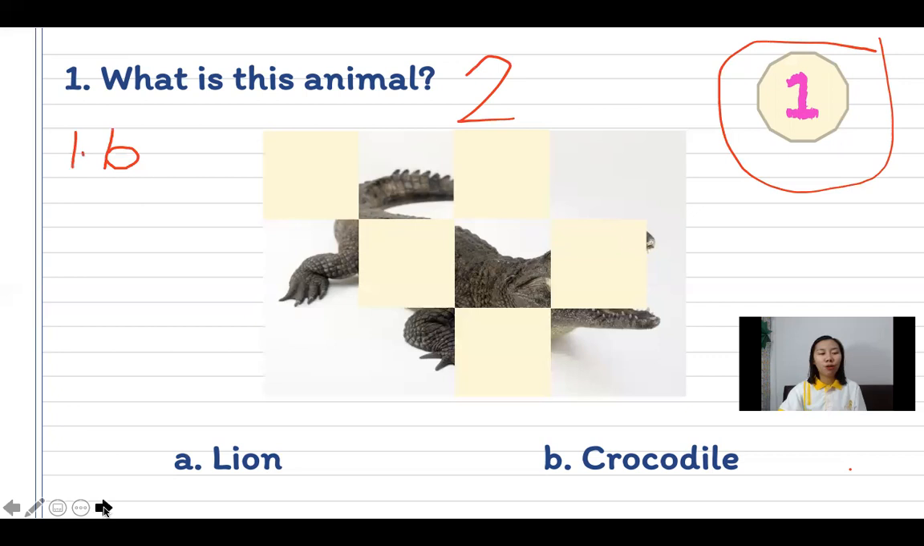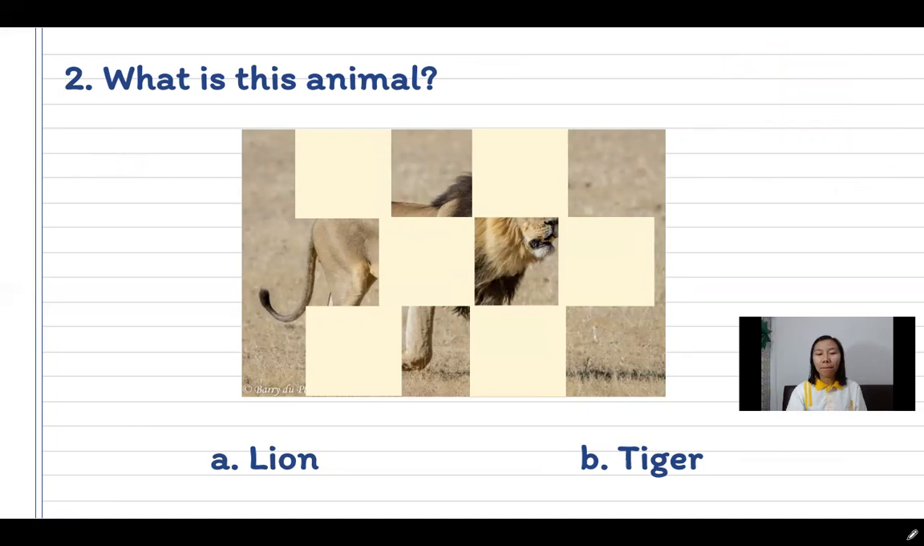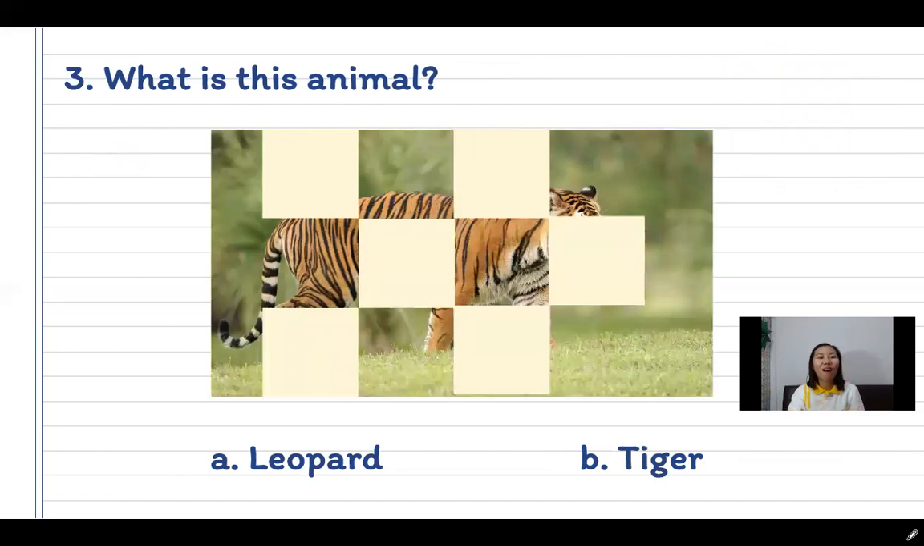Number two, what is this animal? A, lion. B, tiger. Number two, what is this animal? A, lion. B, tiger. Number three, what is this animal? A, leopard. B, tiger. What is this animal? A, leopard. B, tiger.